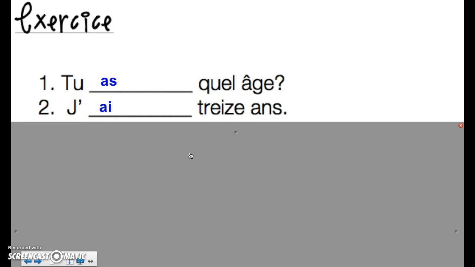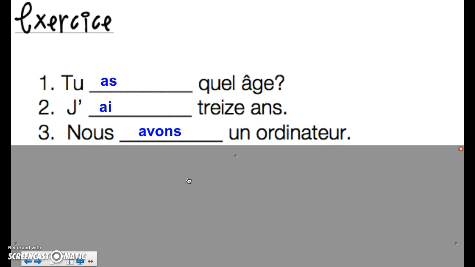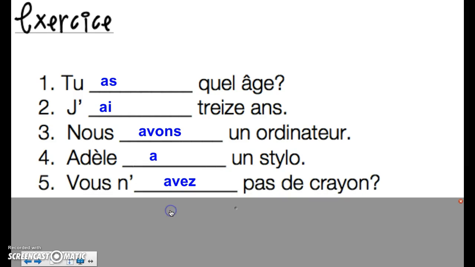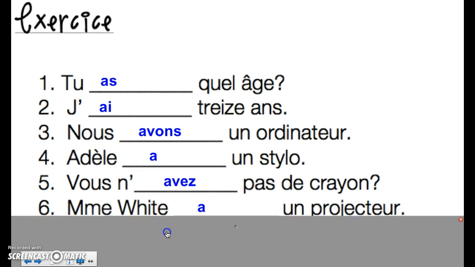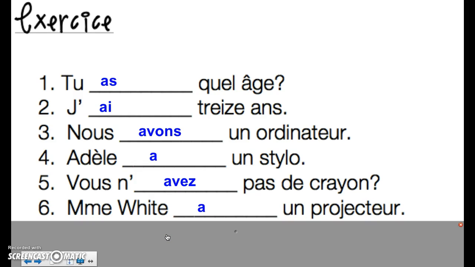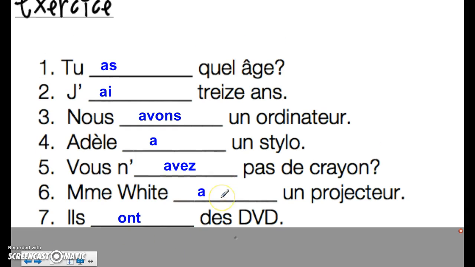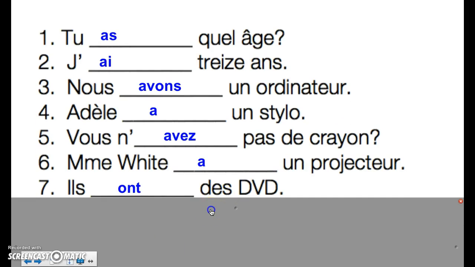J'ai 13 ans. In number 3, nous avons un ordinateur. Nous avons un ordinateur. In number 4, Adèle a un stylo. In number 5, vous n'avez pas de crayon. And in number 6, Madame White a un projecteur. And there's a number 7, I couldn't remember. Ils ont des DVD. Is there an 8?